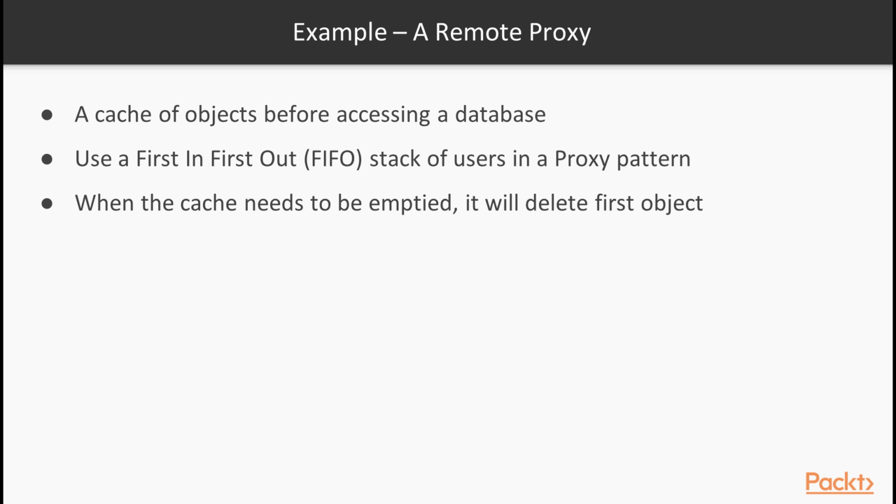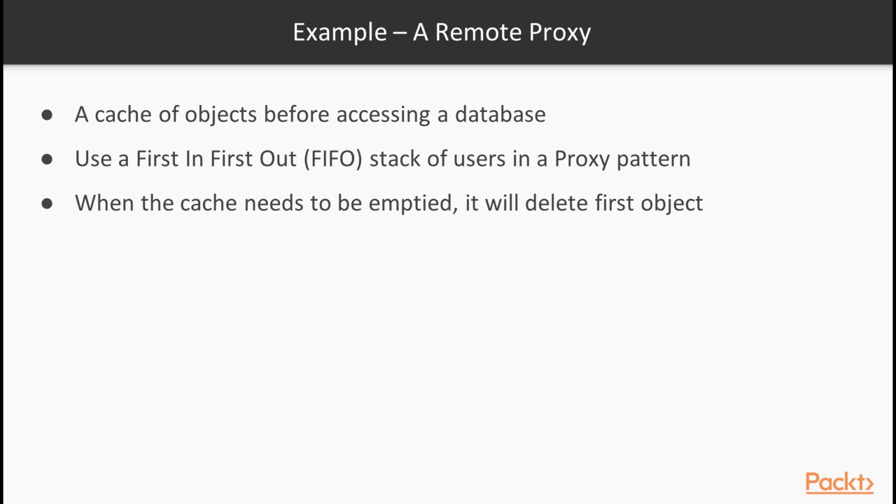For our example, we're going to create a remote proxy, which is going to be a cache of objects before accessing a database. Let's imagine that we have a database with many users, but instead of accessing the database each time we want information about a user, we will have a first in, first out, that is, FIFO, stack of users in a proxy pattern.